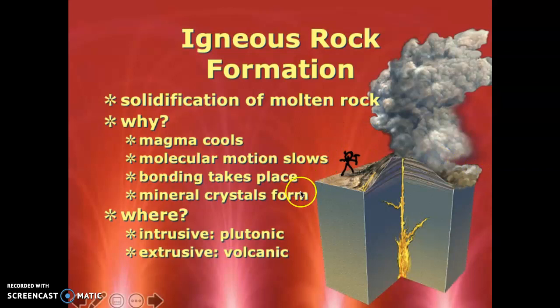So bonding takes place and mineral crystals form, and this happens in one of two places. The obvious place, the place that we see, is what we call extrusive, or outside of a volcano. So the first identification of igneous rocks happened when geologists were basically watching volcanoes erupt and noticed the rocks that cooled and solidified outside of a volcano.